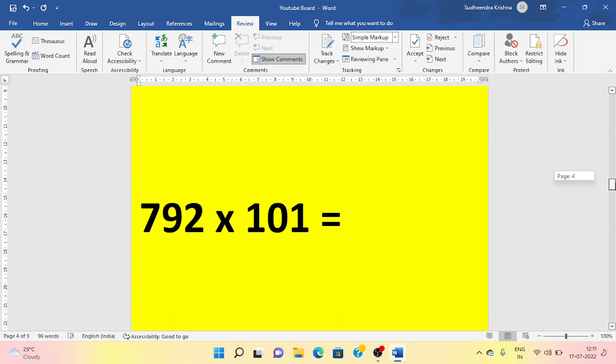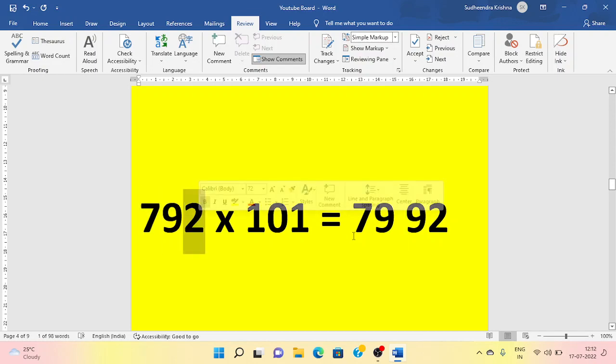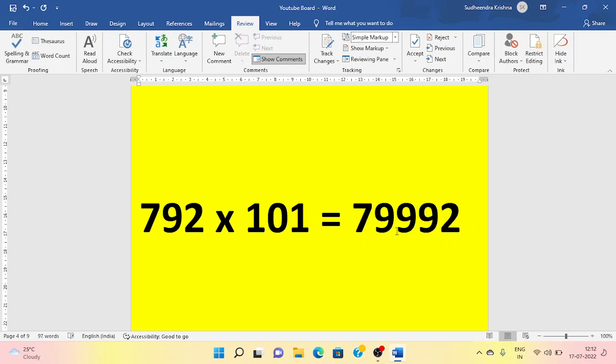Now let us go to the next 3 digit number. You have 792. To get the right portion of the answer, put this 92 as it is. You got the right portion of the answer. Now to get the left portion of the answer, put this 79 as it is. Now you got the left portion of the answer. Now to get the middle portion, you add this 7 and this 2. 7 plus 2 is 9. So put this 9 as it is. This will give you the required answer.